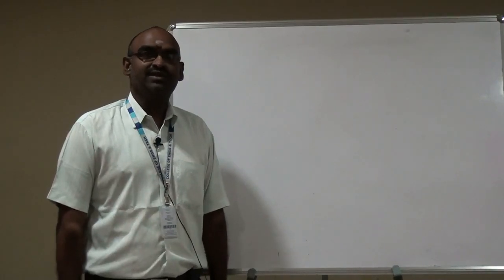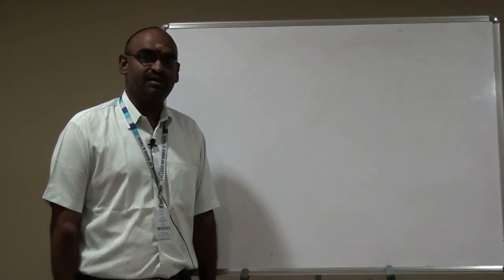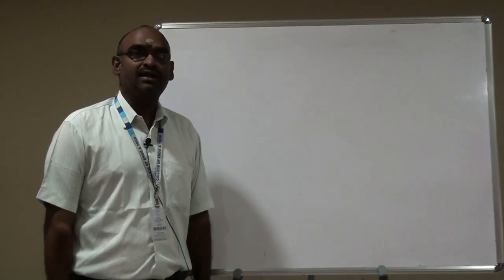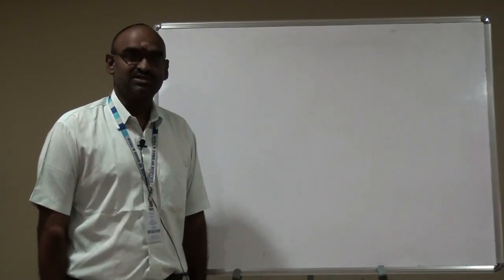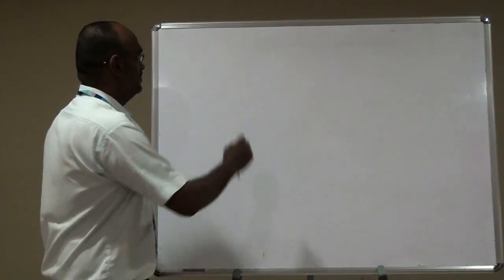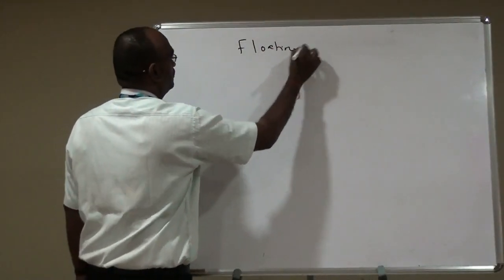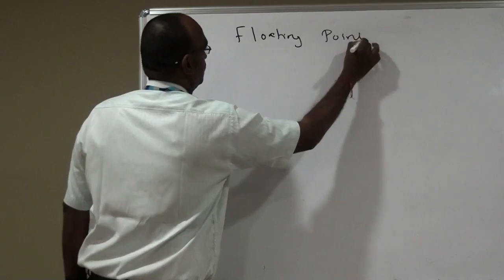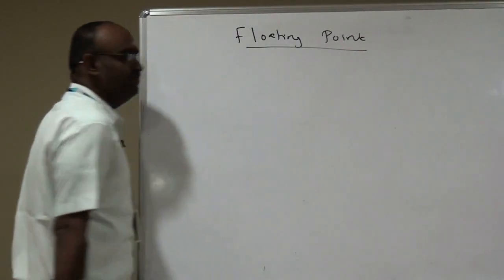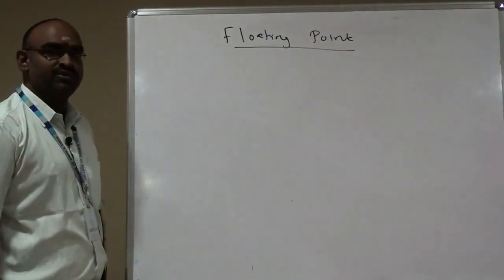So today the session is going to be on how to add two floating point numbers which are in decimal. Right. So now we start. What is floating point? Floating point is a number with a precision point.